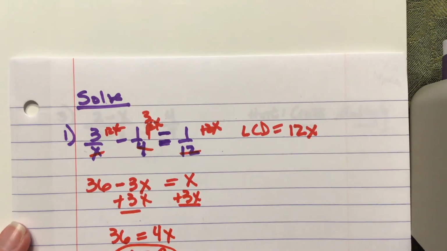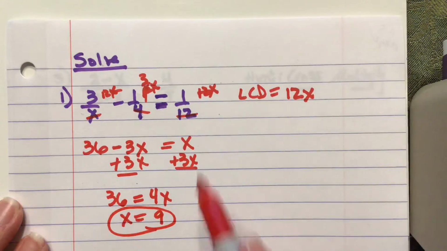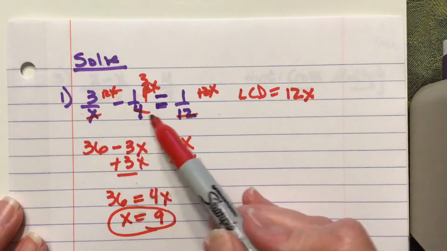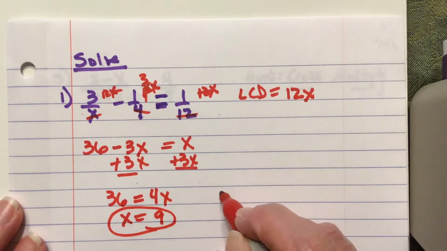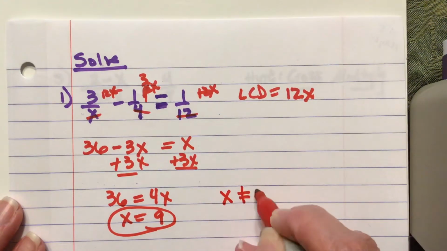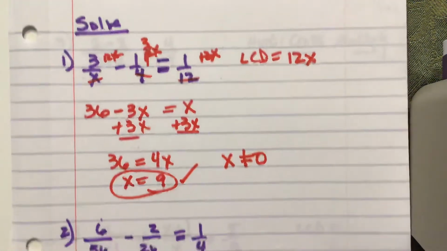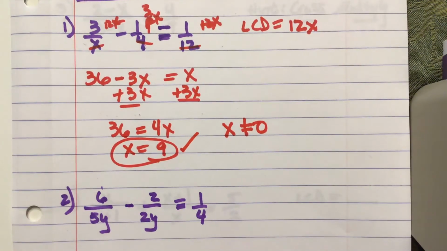Now, I do have to check my restrictions. I have a variable in the denominator. So x is in my denominator here. So one of the things I have to notice is x cannot equal 0, okay? Well, when we solved it, we got x is equal to 9, so it's definitely not 0. So we're okay with that as our solution. So let's go down and do another one.